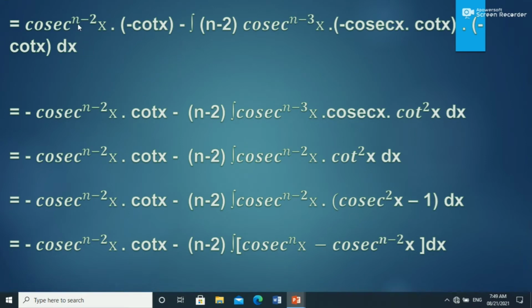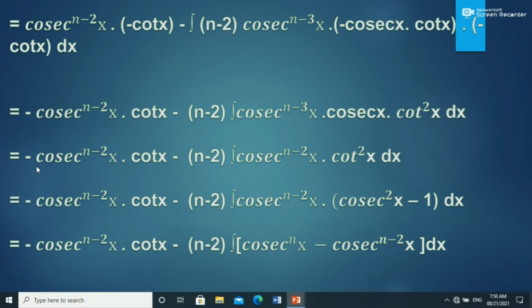Here we have cosec^(n-2) x into minus cot x, minus the integral of (n minus 2) cosec^(n-3) x into minus cosec x cot x into minus cot x dx. This minus goes outside: minus cosec^(n-2) x cot x minus (n minus 2), which is a constant and therefore goes out of the integral, into the integral of cosec^(n-3) x into cosec x into cot x, and this cot x becomes cot square x.